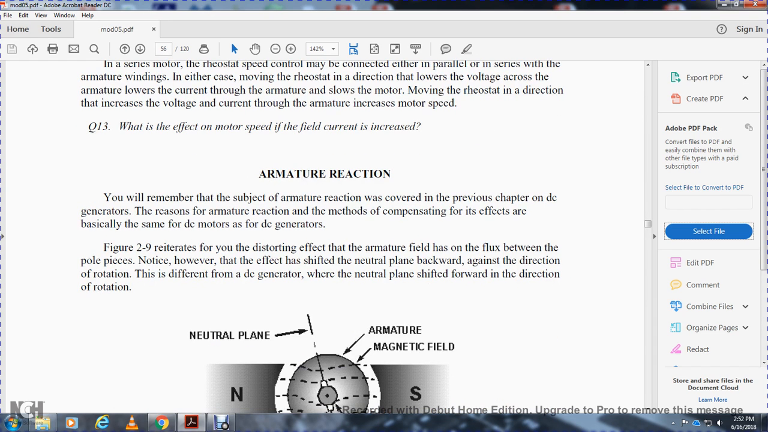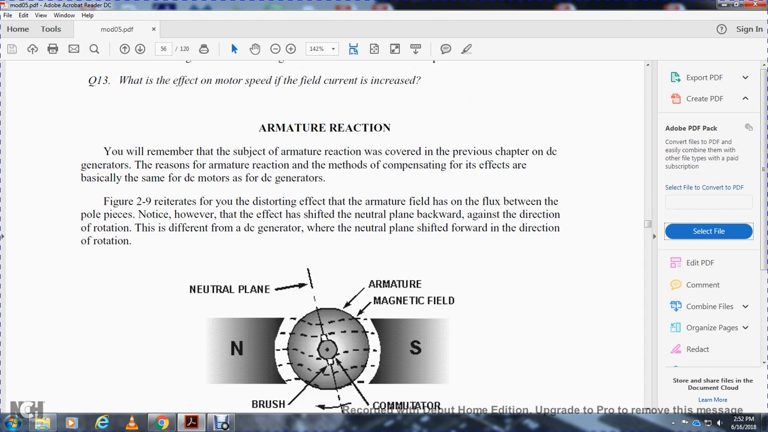Armature reaction. You will remember that the subject of armature reaction was covered in parts of the previous chapter on the DC generator. The reason for the armature reaction and the method of compensating for its effect are basically the same with the DC motor as for the DC generator.